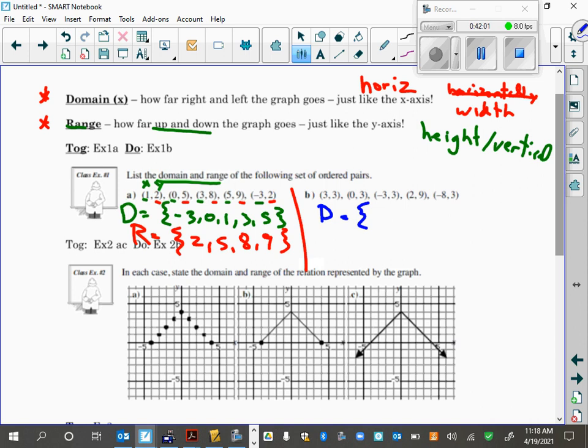-8, -3, 0, 2, and 3. Well, looks good to me. Check. Yep, didn't miss one. After you do that, make sure you double check it to make sure you didn't miss one. And what's the range? And don't write down repeated numbers. 3 and 9, that's it. Check. Good? Okay. That's all you do for points.